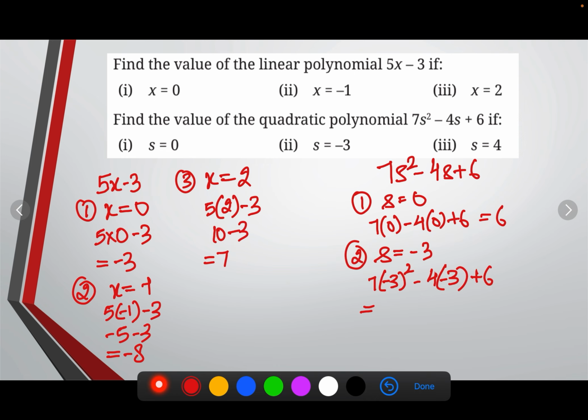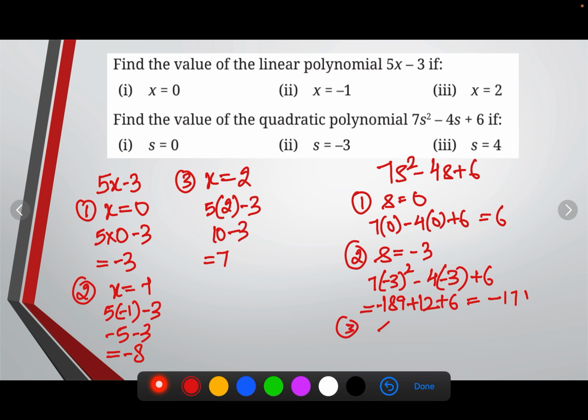So minus 3 into minus 3 into minus 3 gives me minus 27, and multiply by 7. So 140 plus 49, 189. So it will be minus 189 plus 12 plus 6. So my answer turns out to be minus 171. Okay.